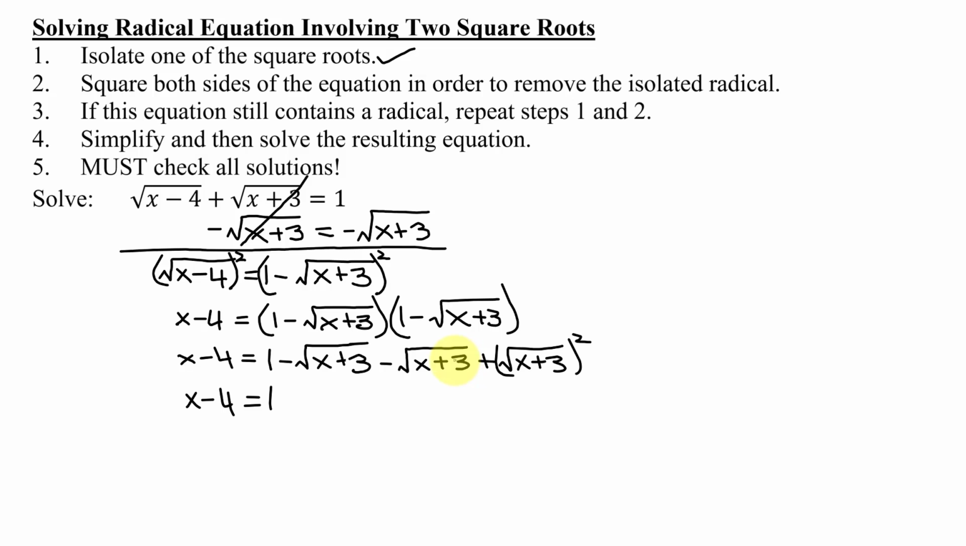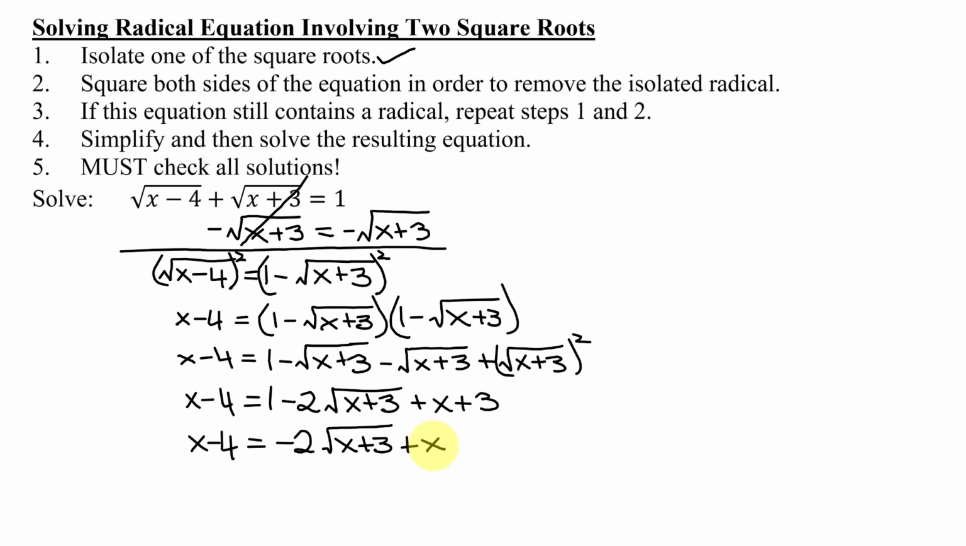These two middle terms here are like terms. I can add them together. Negative 1 and negative 1 is going to give me negative 2, the square root of x plus 3. And when you square the square root of x plus 3, you just get plus x plus 3. So on the right-hand side, I have like terms. So I have x minus 4 equals negative 2 times the square root of x plus 3 plus x, and then I have 1 plus 3 is 4. So I have completed step 2.